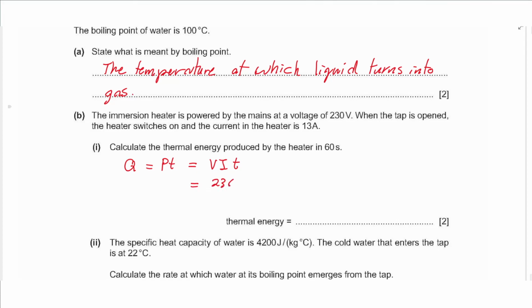So we have 230 multiplied by 13 multiplied by 60 seconds. We need it in seconds, so leave it as it is. This gives an answer of 179,400. So we can approximate that to two significant figures, as the numbers in the question, to 1.8 times 10 to the power of 5 joules.